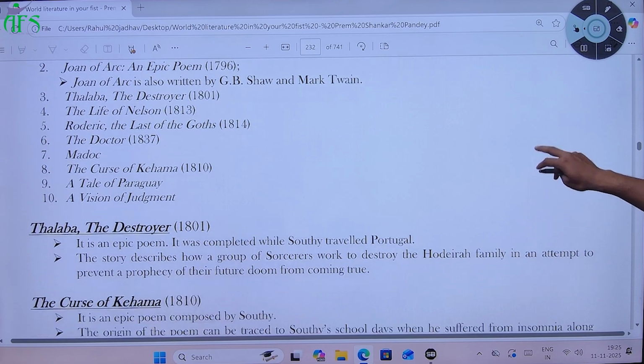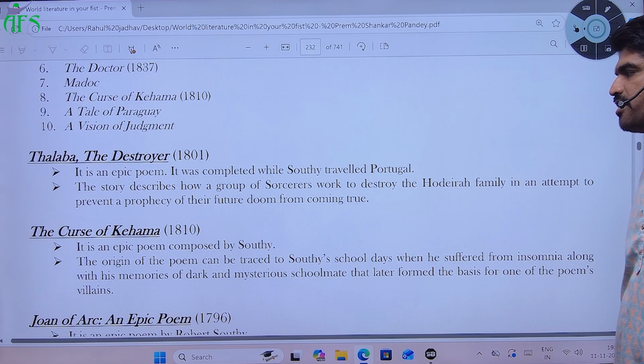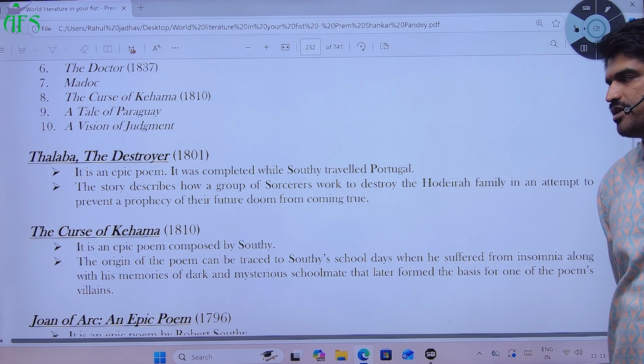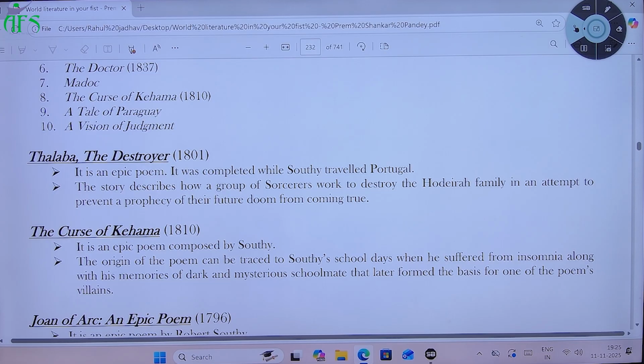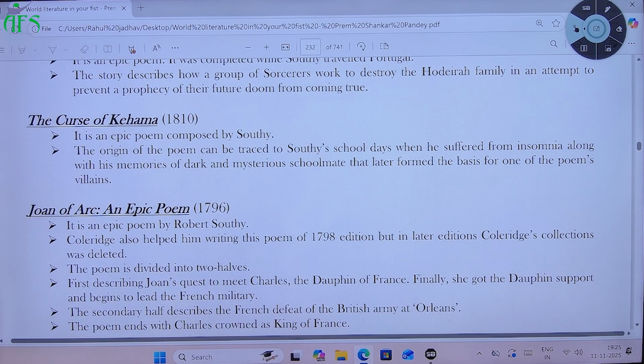Now, Thalaba the Destroyer is an epic poem. It was completed while Southey traveled in Portugal. The story describes how a group of sorcerers worked to destroy the Hodeirah family in an attempt to prevent a prophecy of their future doom from coming true. Right. Then we have The Curse of Kehama. Again, it is an epic poem composed by Southey. The origin of the poem can be traced to Southey's school days, when he suffered from insomnia, along with his memories of a dark and mysterious schoolmate that later formed the basis for one of the poem's villains.